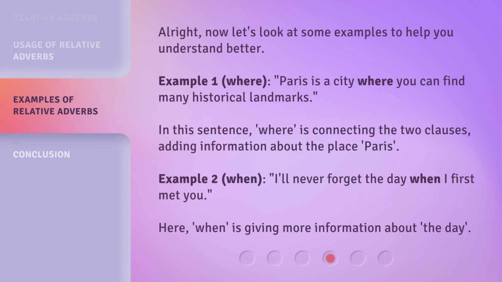Alright, now let's look at some examples to help you understand better. Example 1, where: Paris is a city where you can find many historical landmarks. In this sentence, where is connecting the two clauses, adding information about the place, Paris. Example 2, when: I'll never forget the day when I first met you. Here, when is giving more information about the day.